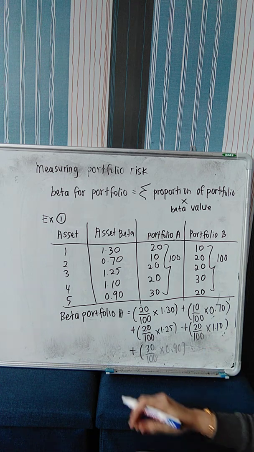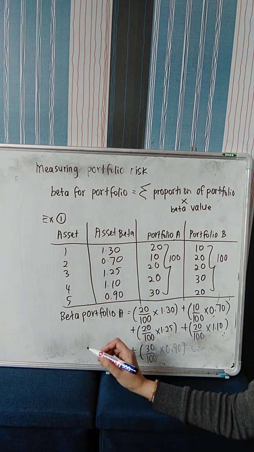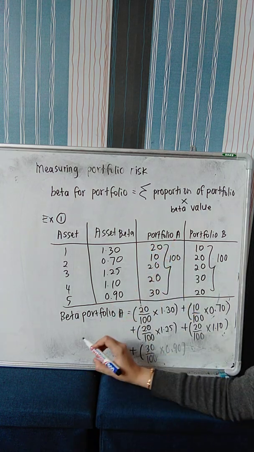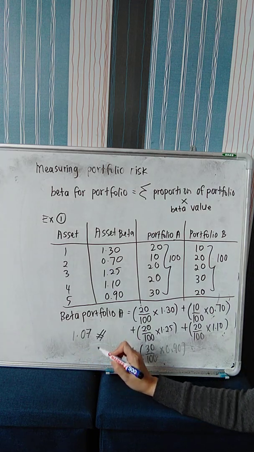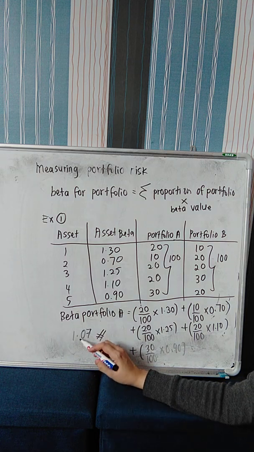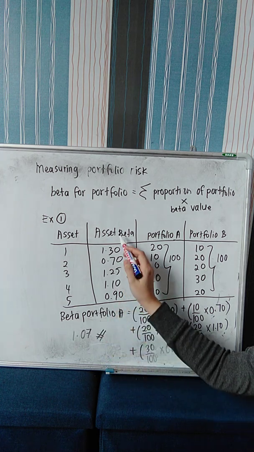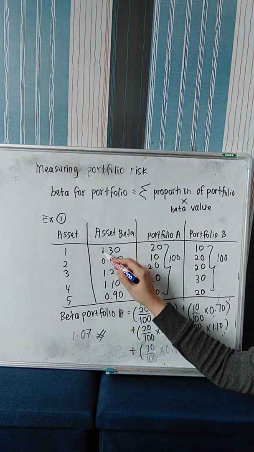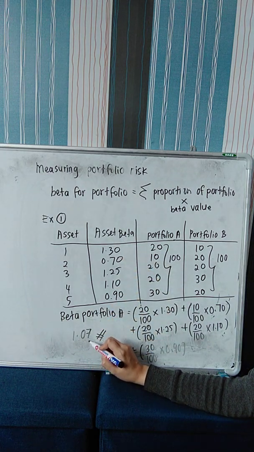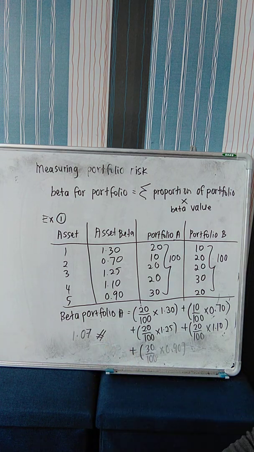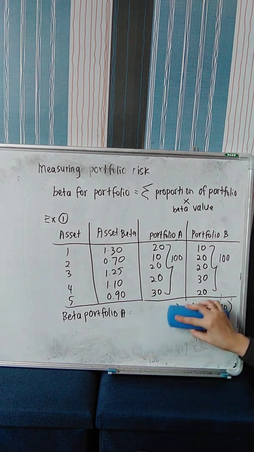Okay, then after you calculate, the answer for beta portfolio A is 1.07. Okay, beta portfolio no need percentage because the value of beta is given not in percentage. So the final answer only 1.07. Okay, then we continue to calculate the value of beta portfolio B.